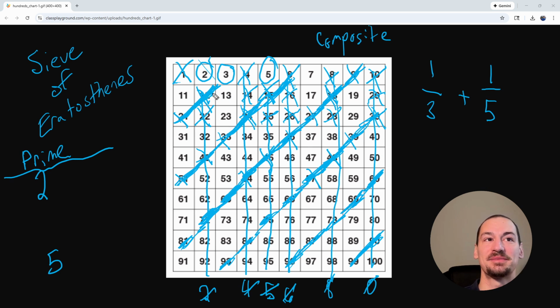If you add up the digits of all of the numbers in this diagonal, you will get it to equal 3. 2 plus 1, 1 plus 2, 3. If you add the digits of the numbers in this diagonal, it will equal 6. 5 plus 1, 4 plus 2, 3 plus 3, 2 plus 4, 1 plus 5, and 6. Likewise, all of these will add up to 9. All of these will add up to 12. All of these will add up to 15.